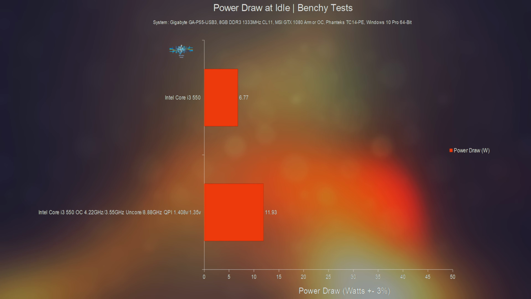And lastly is idle power draw, and at stock, the i3 550 only pulls 6.77 watts plus or minus 3%, and this is with all power savings disabled in the BIOS. The overclock though shoots this up by 76.22% over stock to 11.93 watts plus or minus 3%.